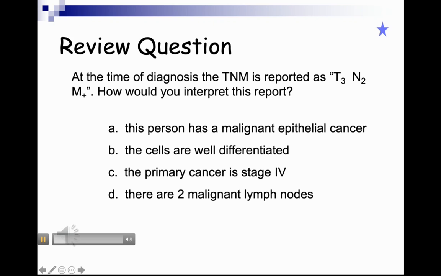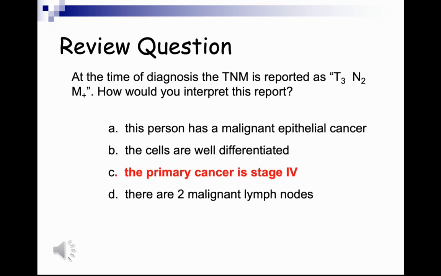At the time of diagnosis, the TNM is reported as T3, N2, M positive. How would you interpret this report? The primary cancer is stage 4. And how did I know that? Because of the M positive. Anytime M positive or 1 is present, that means distant metastasis. It's an automatic stage 4.